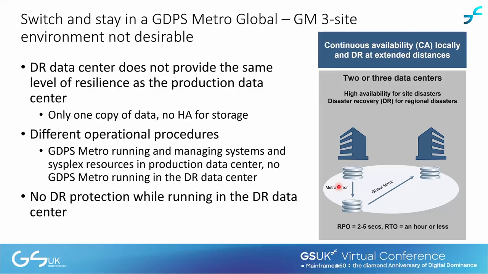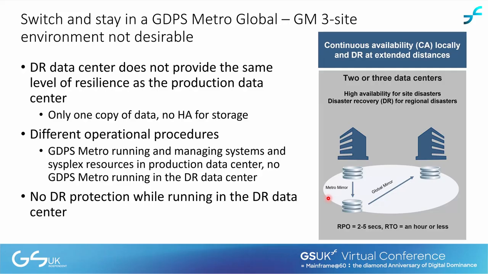So let's go back to the GM3 site environment. With this environment, you can see that we have region A, which has a metro mirror. That's great. We have continuous availability locally. But then for region A to region B, we have a disaster recovery at extended distances, utilizing the global mirror technology.